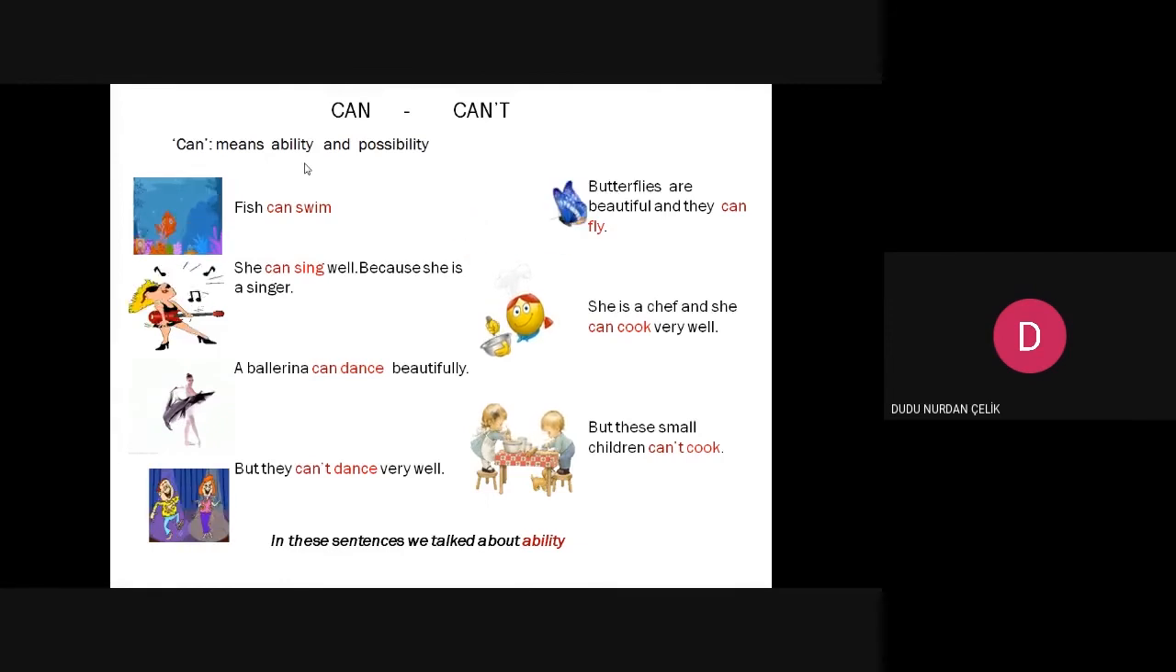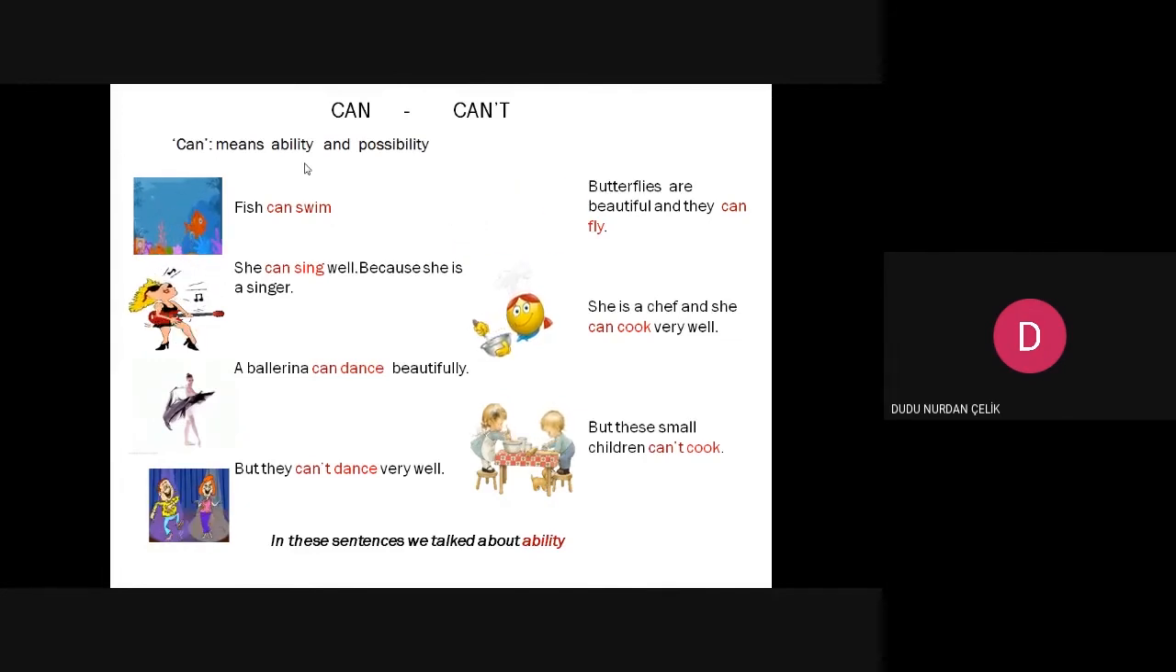And possibility means something can be or not be. For example, when you look out of your window and see black clouds in the sky, you can say, oh, rain is coming. The weather is bad, rain is coming. Or you can say, oh, it can rain. Possibility.